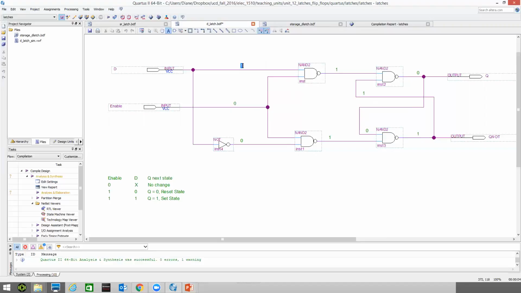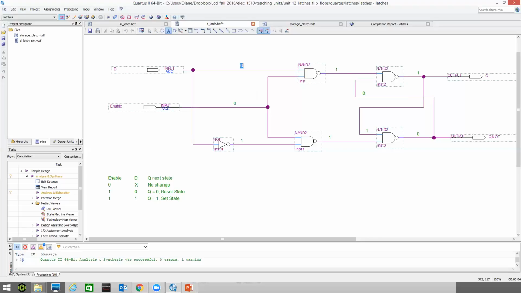Similarly, let's see what happens when D is 0, and that would make D naught a 1, and Q happens to be a 1. So Q is a 1, that's its present state, Q naught would be a 0. The circuit's still disabled, D is a 0, 0 ANDed with 0 is a 0, but inverted gives us a 1. 0 ANDed with 1 is a 0, inverted gives us a 1. So if this is a 1 here in the present state, this must be a 1. 1 ANDed with 1 gives us 1, inverted gives us a 0. So that gives us a 0 here. 0 ANDed with 1 gives us a 0, inverted gives us a 1. Everything becomes stable, and our output does not change.